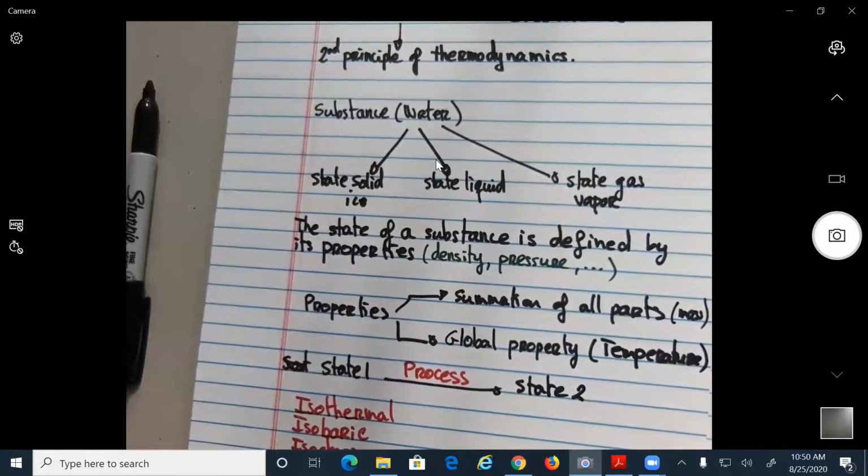And one process that has no heat, so this is T constant, P constant, V constant, and the other one, the last one, is what is called an adiabatic process. And this one will mean that there is no heat between one state to the other.